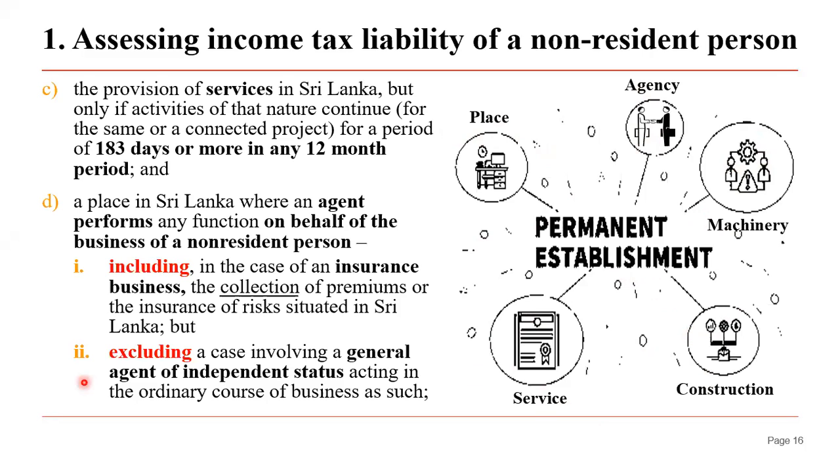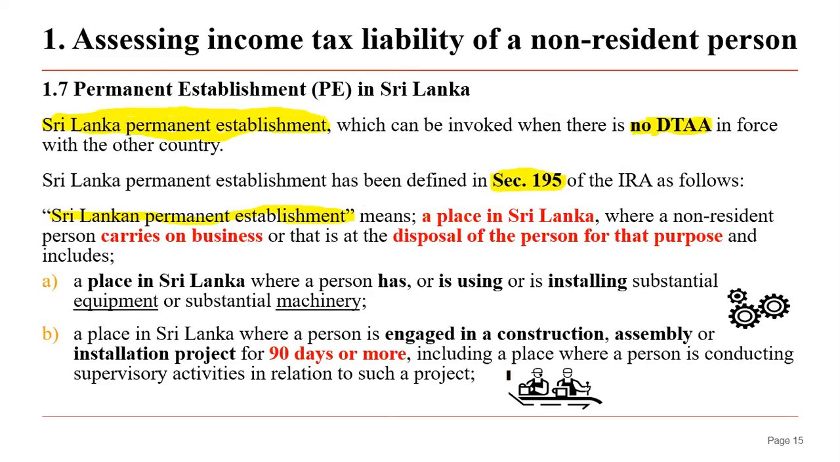Then in this case, what you need to remember is the agency PE. Basically, the agent is a dependent agent. Then the machinery, how the machinery creates its installation. This one we discussed. Machinery is using or installing equipment or substantial machinery.